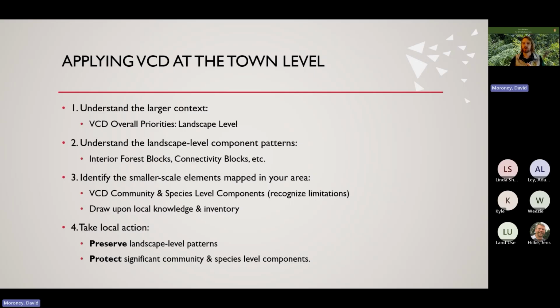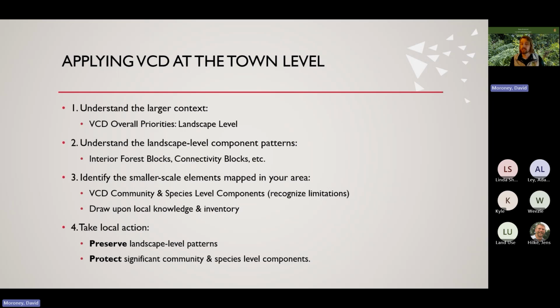But I want to draw our attention to an important difference, which is that when we're thinking on a landscape level, so maybe we're looking at an interior forest block, or we're looking at areas that Vermont Conservation Design has flagged as connectivity blocks. The most important thing to understand there is Vermont Conservation Design isn't saying, hey, this whole block is off limits to people. It's saying there's an important pattern here and we need to preserve that pattern. So we want to take actions that help us preserve that pattern.